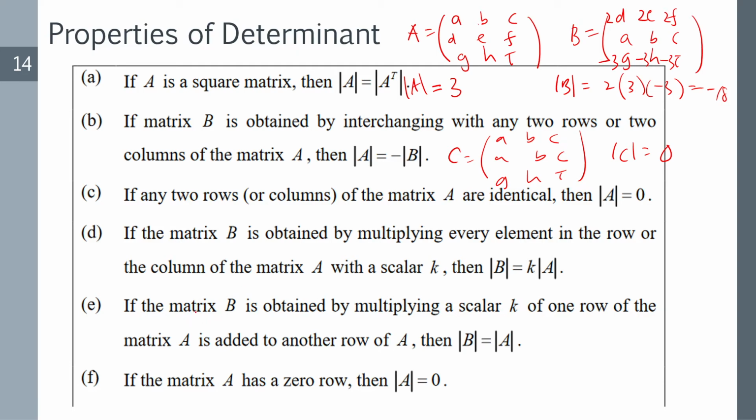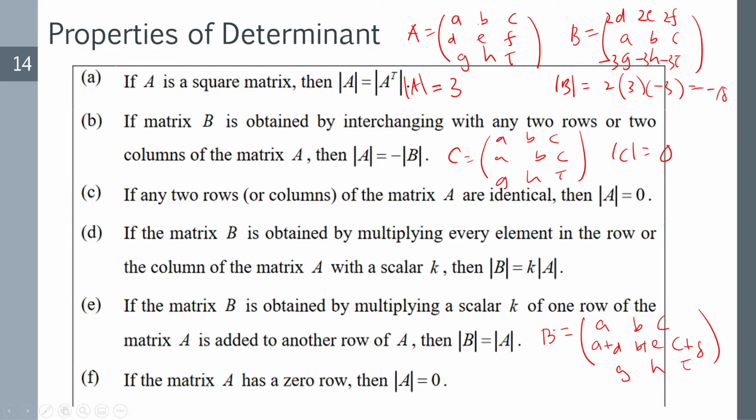Okay, and then if the matrix B is obtained by multiplying a scalar of one row of the matrix and adding it to another row of A, then the determinant of B equals the determinant of A. So it means you have your B, let's say A, B, C, then this one is A plus D, B plus E, C plus F, and G, H, I. So that is the meaning of this one: one row added to another row.